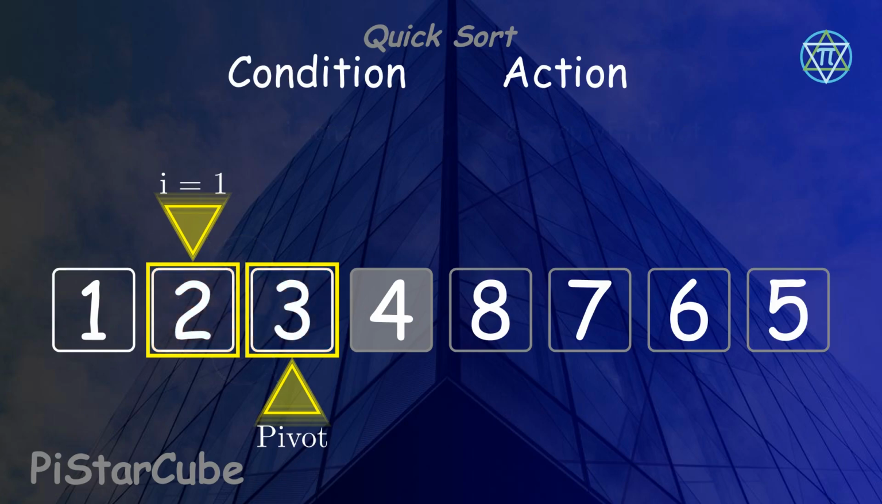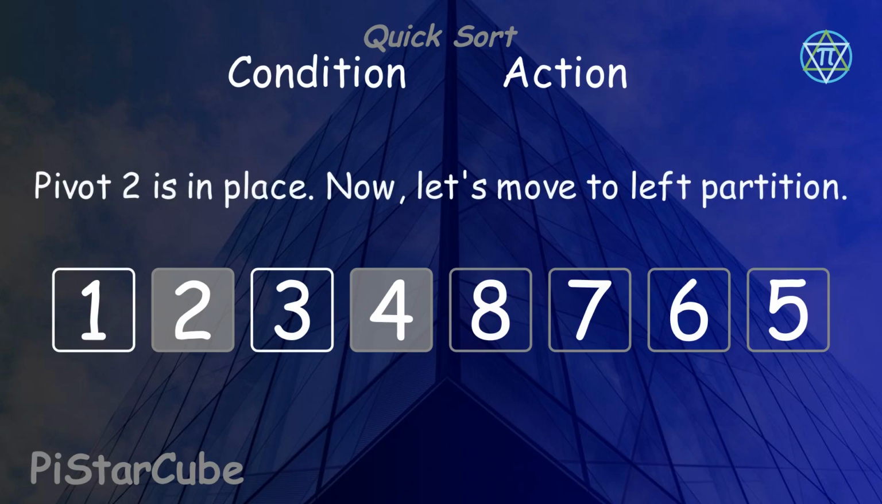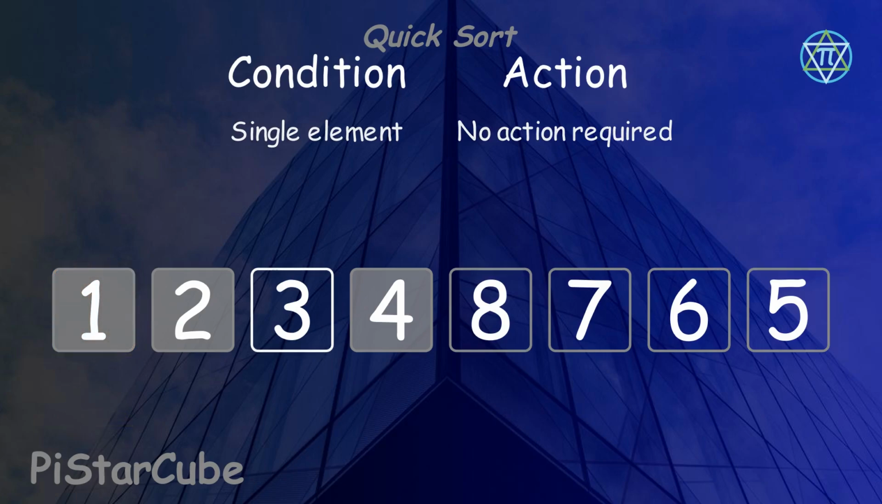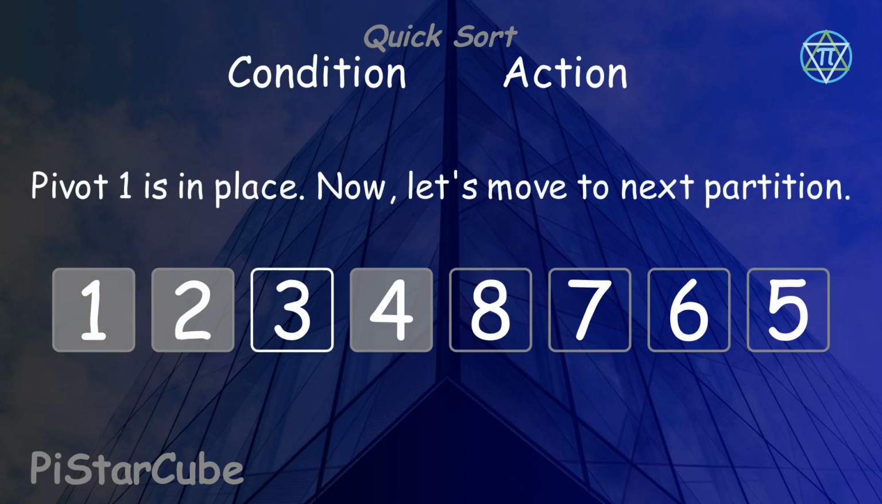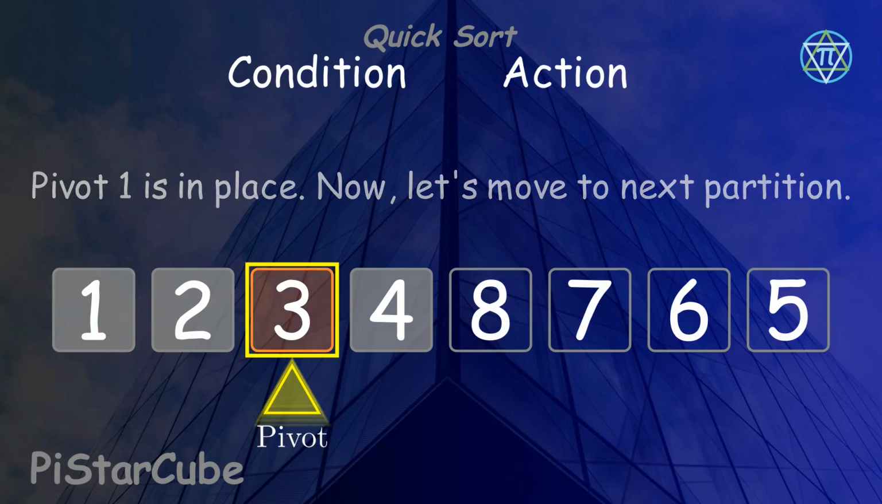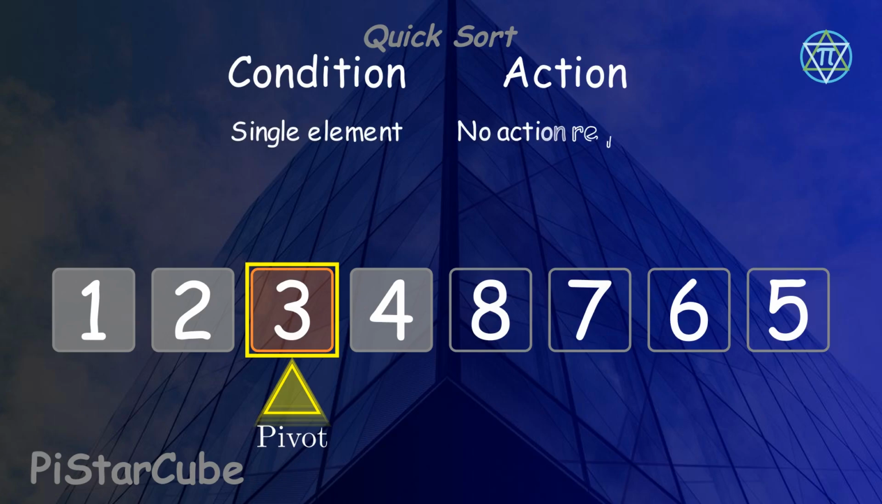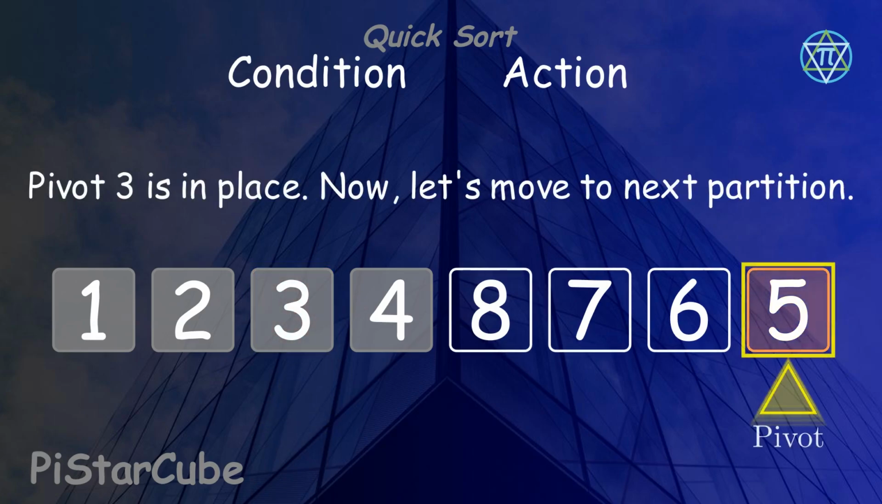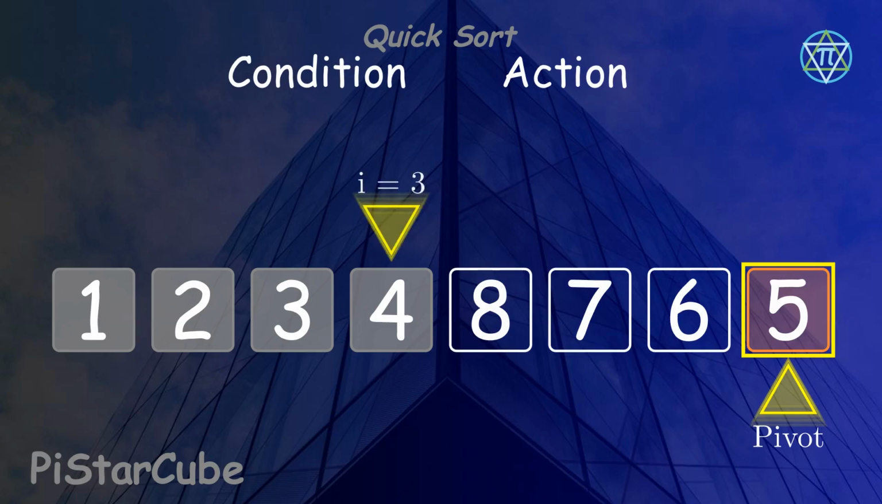So we start with 2 pointers, i, which tracks the boundary of the smaller elements, and j, which goes through each element one by one. Whenever j finds an element smaller than the pivot, we increment i and swap the elements at i and j. This ensures that the smaller elements are moved to the left side of the pivot. If the element is greater than the pivot, we simply move forward, keeping the larger elements to the right.